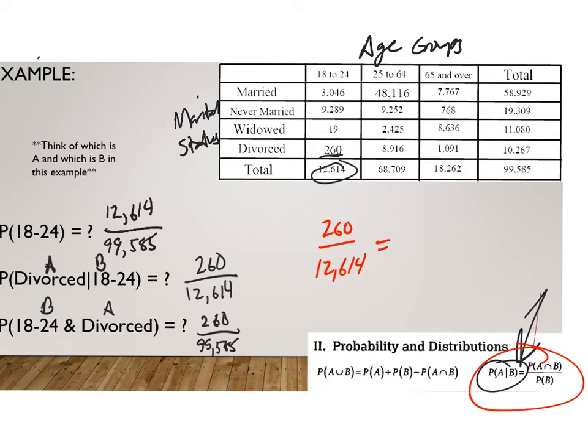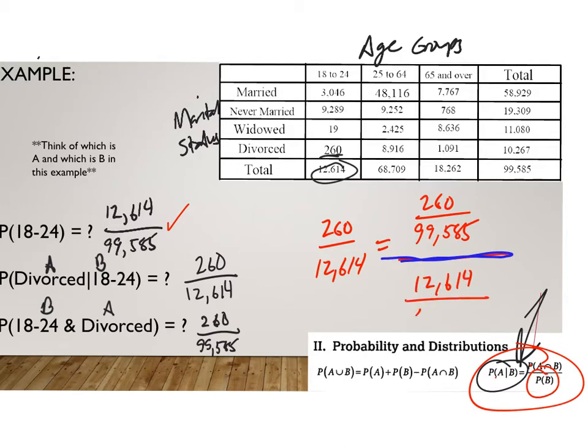So that's on the left side of the formula. The numerator now is the probability of A and B. That was this bottom one. So that's 260 out of 99,585. So that's our numerator. I'll make this a blue fraction bar in the middle just to separate that out a little bit. And then our denominator is just the probability of B, which in this case was just the top one, this one here. So that's 12,614 over 99,585.